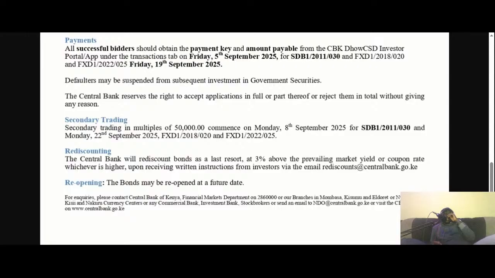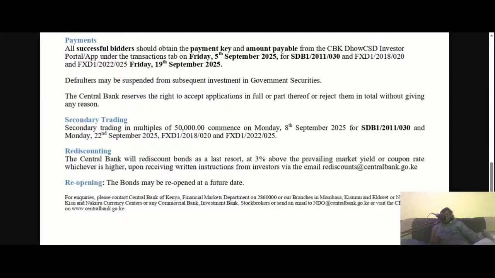So when the Central Bank of Kenya tells you that they will rediscount your bond at 3% above the prevailing market yield, the prevailing market yield dictates the price that you could sell that bond at in the secondary market. But now, the Central Bank of Kenya will punish you by adding a 3%. Remember, adding a 3% to the market yield reduces the price of the bond drastically. So you might end up selling, you invested 100,000 and you end up receiving back maybe 90,000. So that is what it means.